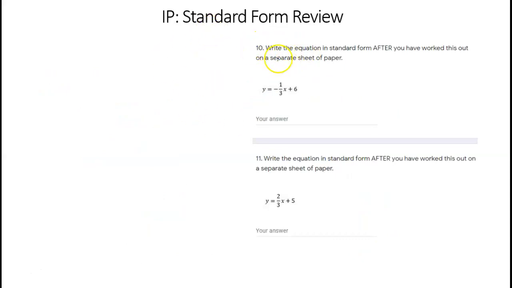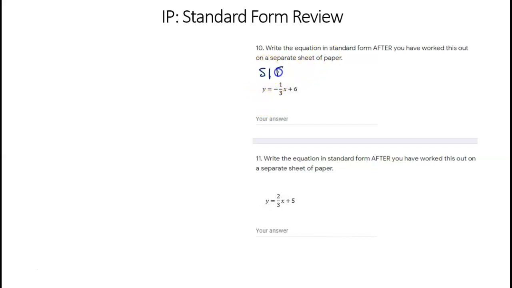I wanted to go over a couple of problems from your last IP on form review that we had trouble with. Number 10 asked you to write the equation in standard form after you were supposed to have worked it out on a separate sheet of paper. Now, I had some people who said this is already in standard form. I have a feeling those people were not watching the video. This is not standard form.